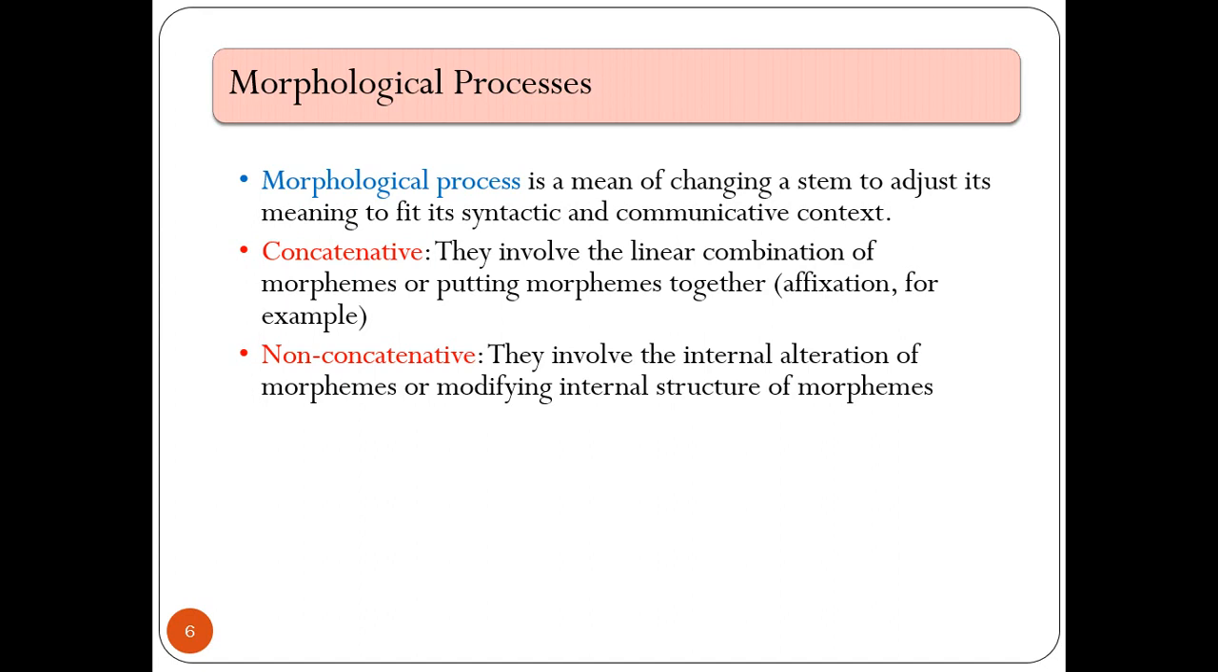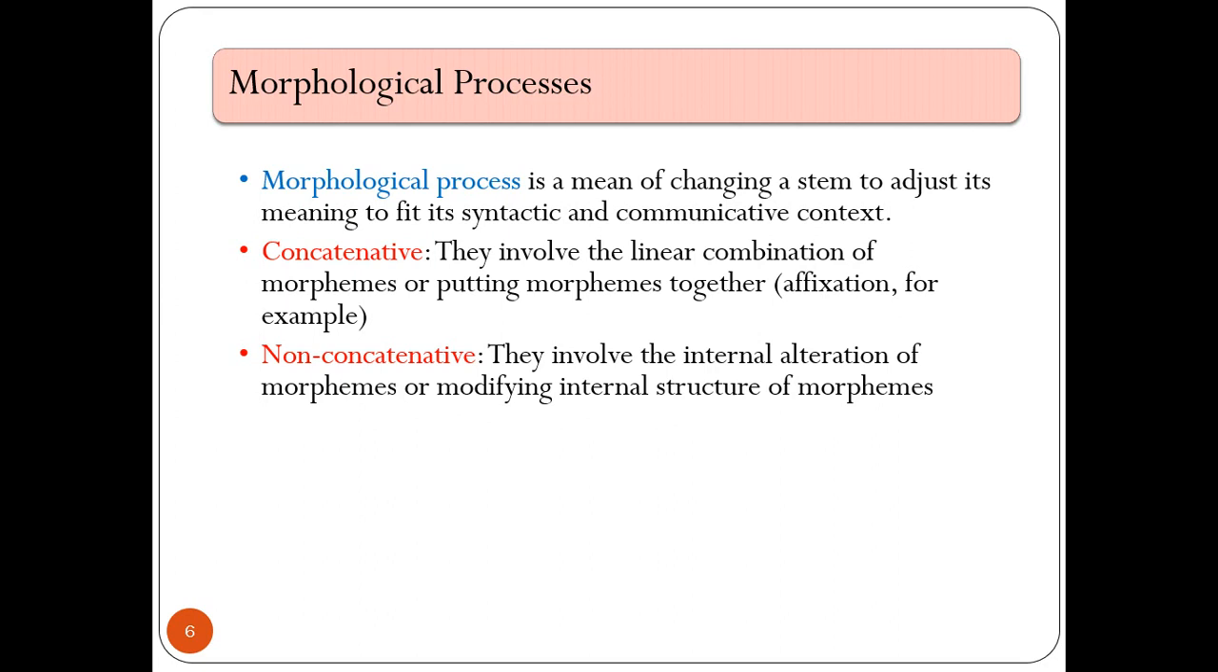So we have got two processes, concatenative and non-concatenative. Concatenative is basically that of IA, item and arrangement. Okay, it's linear and it's all addition. We have got affixes, we have got compounding. Such processes involve the linear combination of morphemes, or putting morphemes together, like is the case with affixation, for example.